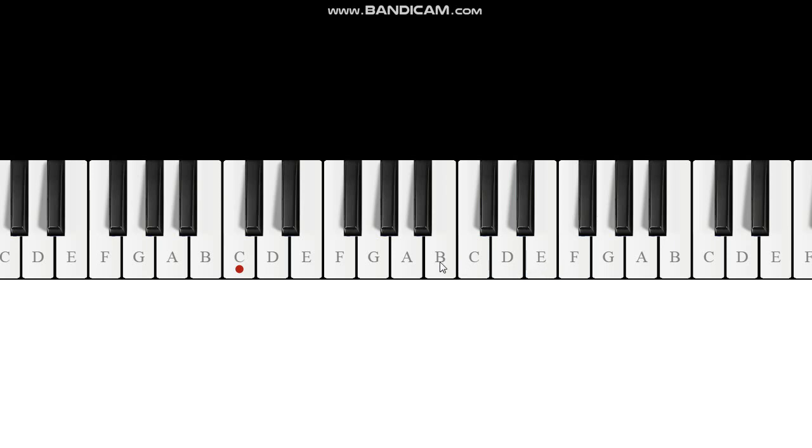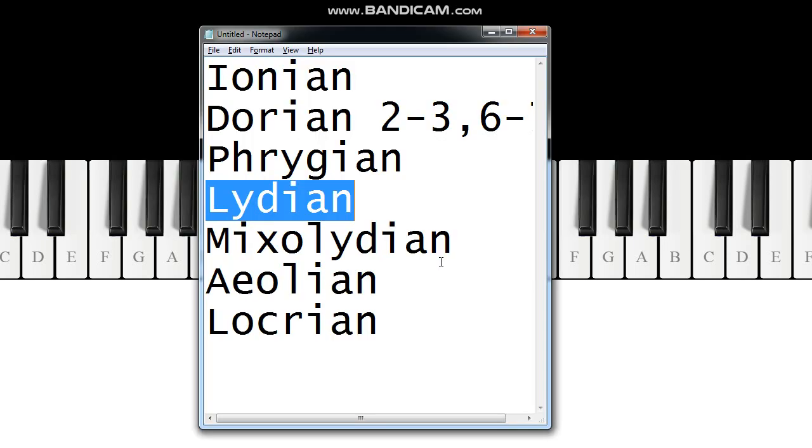Very similar to major, except it has an augmented fourth. The fourth is raised a half step, so it differs from major in that sense. And because it's similar to major, it gives a similar sound to major, a happy sound.